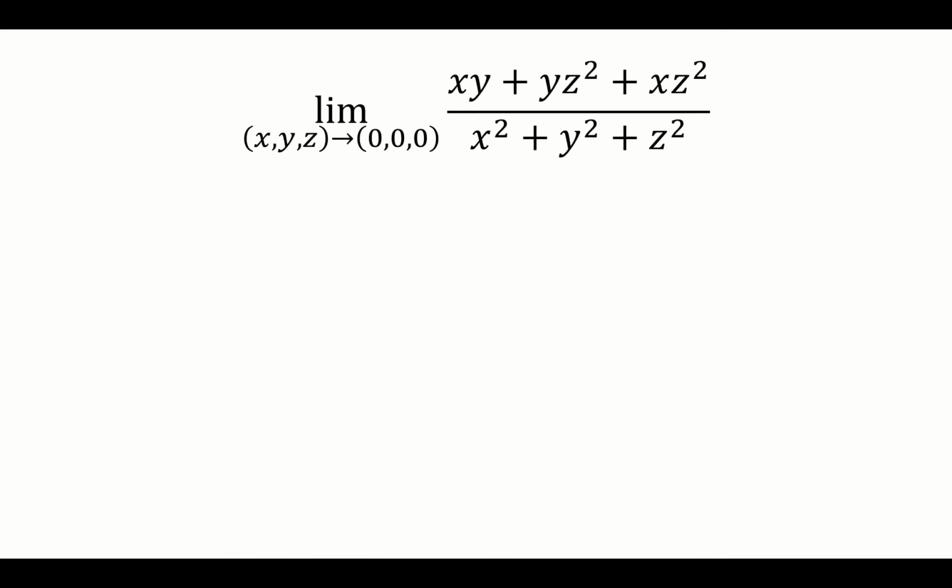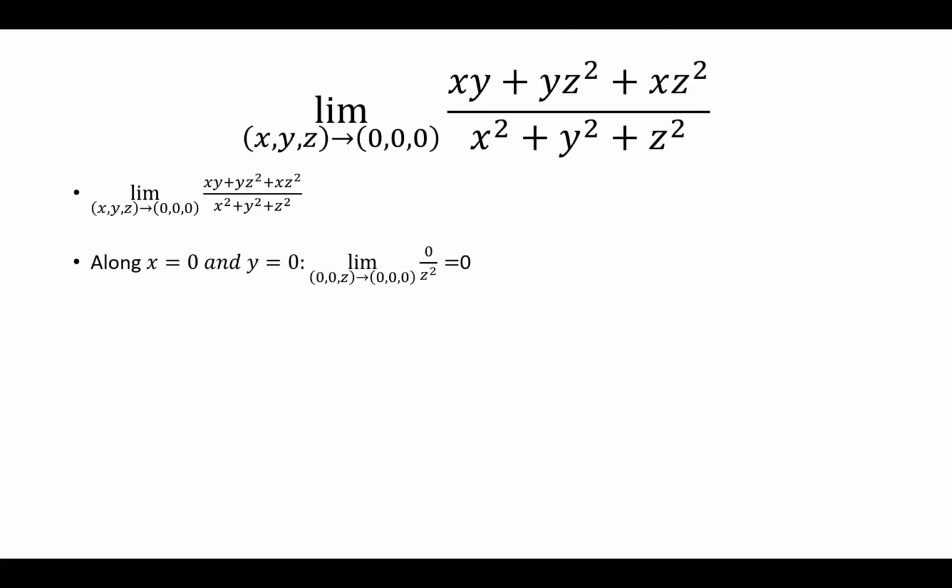Finally, we have the limit as x, y, and z approach 0 of xy plus yz squared plus xz squared over x squared plus y squared plus z squared. And because we get 0 over 0 when we plug in 0, we'll see if we can find two different paths to show the limit does not exist. So first path will be along x and y both being 0. So that just turns into 0 over z squared, which is just 0.